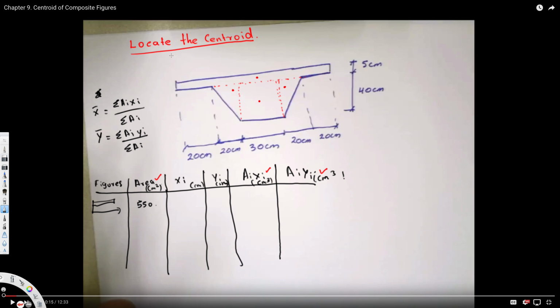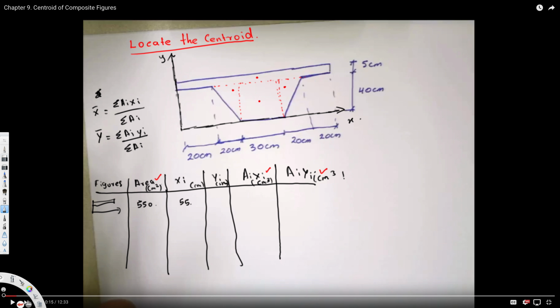I am setting the x and y axes from this point. You can put them wherever you want, but it's good if they are very close to the points we are taking. In this case, this is my y-axis and this is my x-axis. If I calculate xi, it's exactly in the middle of this object. We calculated 110 already, so this is going to be 55. And the height of this one is 2.5 from here, so I have to add 40 plus 2.5.